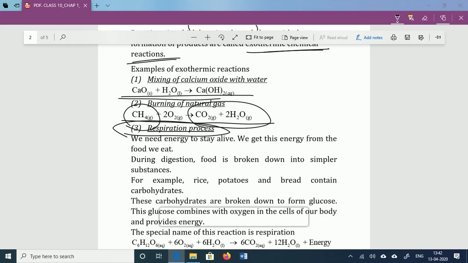It produces heat, it produces energy. Any process in which energy is going to be produced, meaning heat is produced, or any energy is produced, this type of reaction should be called an exothermic reaction. So respiration: we simply require energy to remain alive. Whatever food we take in our routine life, that food is broken down by our digestive tract.